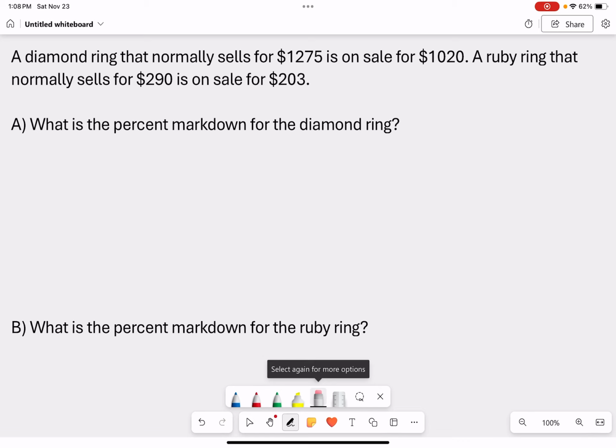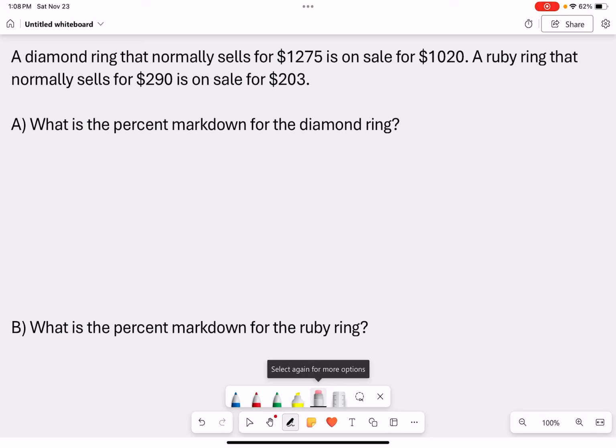And in this problem, we have two markdown questions. A diamond ring that normally sells for $1,275 is on sale for $1,020. A ruby ring that normally sells for $290 is on sale for $203. Part A, which is what we'll do first: what is the percent markdown for the diamond ring?